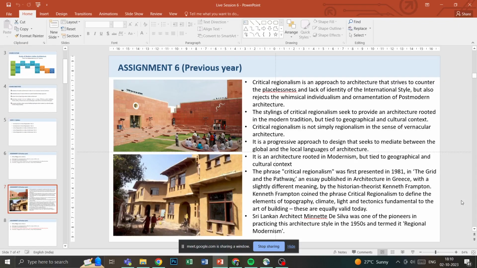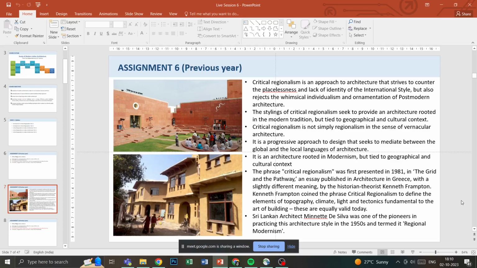Before answering the question, let's go into a little detail about what critical regionalism is. Critical regionalism is an approach to architecture which strives to counter the placelessness and lack of identity of the international style. By placelessness, we mean that because of globalization and the emerging skyscrapers and the international style of buildings, all the buildings around the world look the same. They are made of similar materials and similar technologies, and there is no essence left in those buildings. Most of the modern buildings look the same.